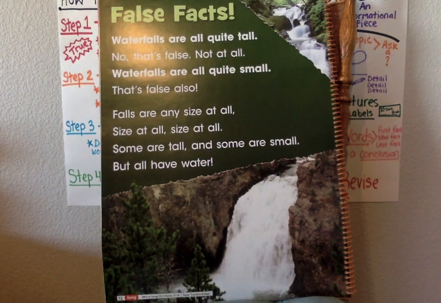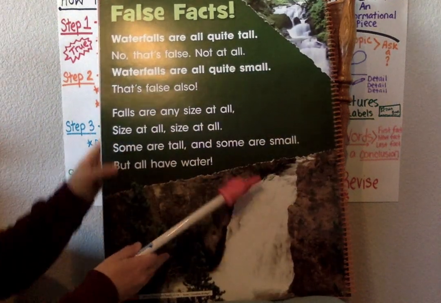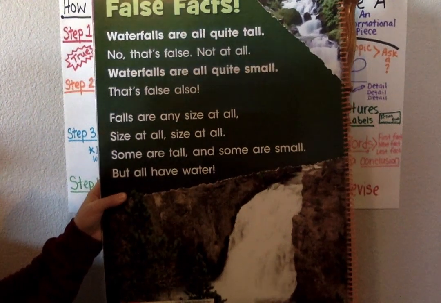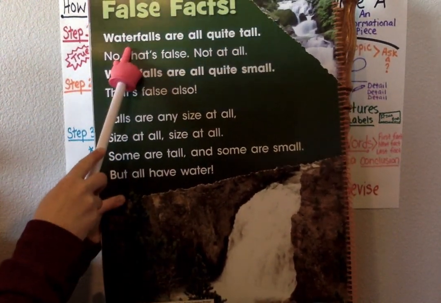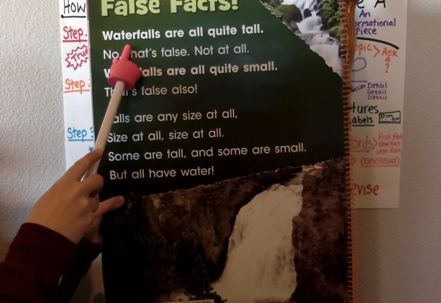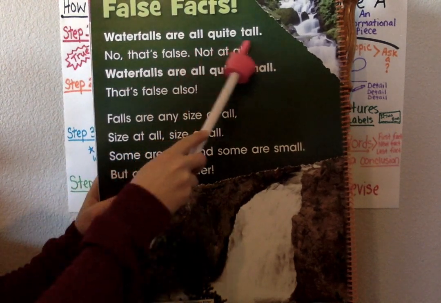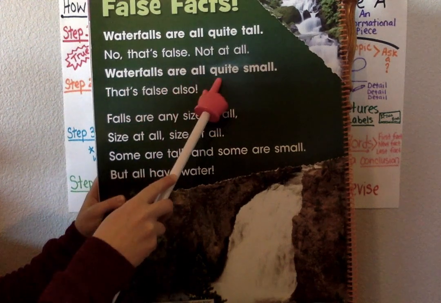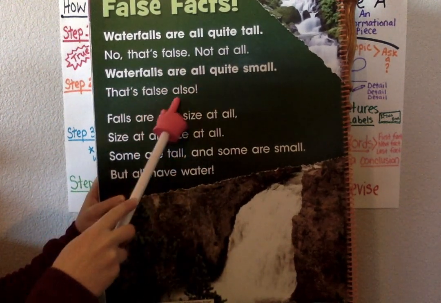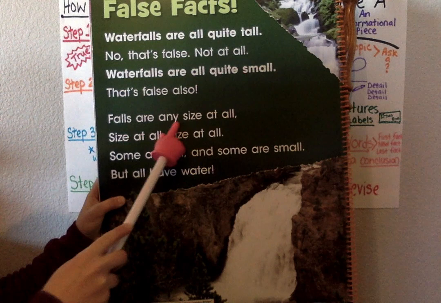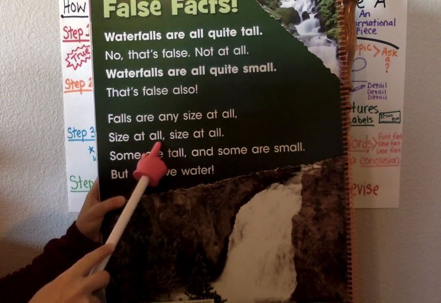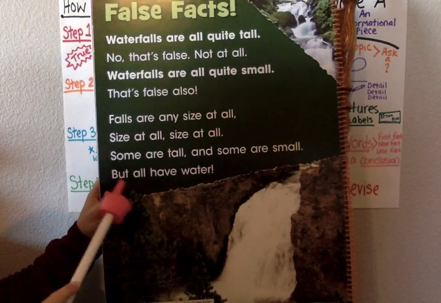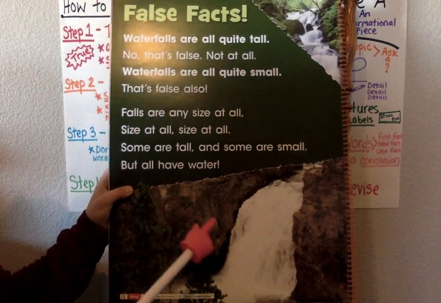Listen to this song. It is called False Facts. To the tune of London Bridge. Follow along. Waterfalls are all quite tall. No, that's false, not at all. Waterfalls are all quite small. That's false also. Falls are any size at all. Size at all. Size at all. Some are tall and some are small, but all have water.